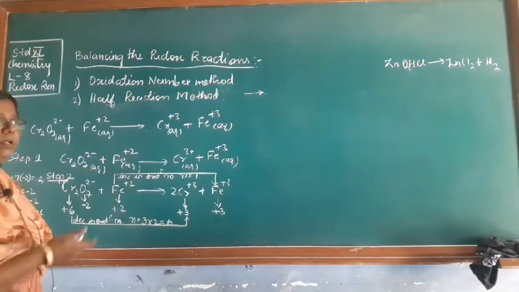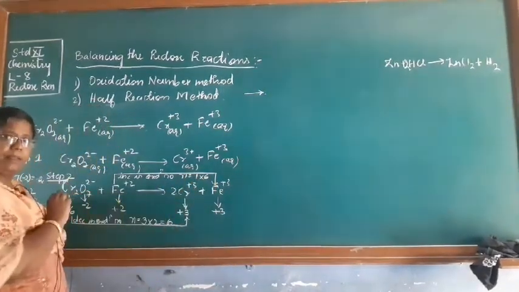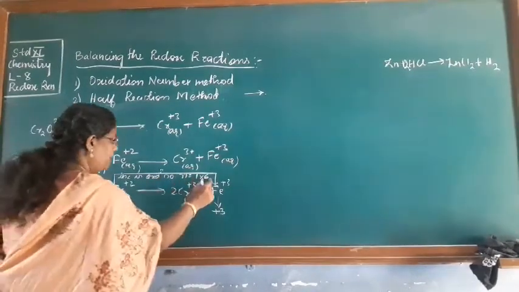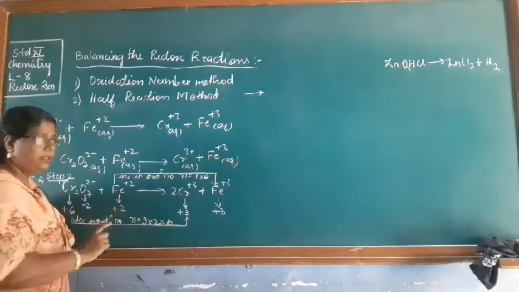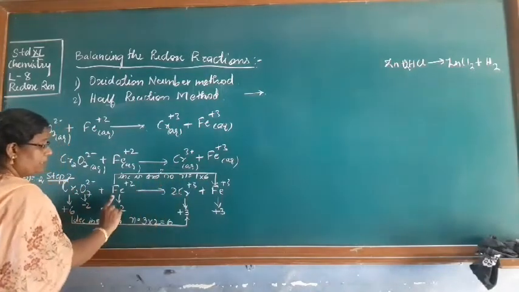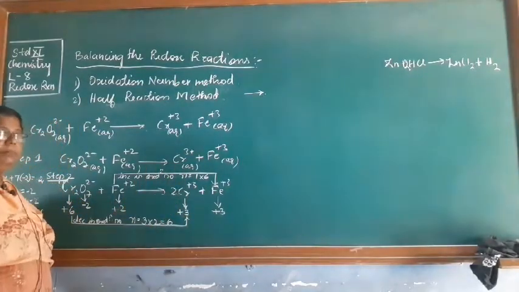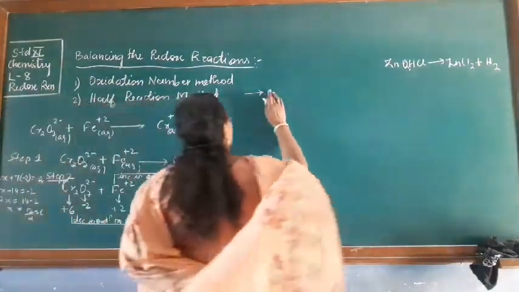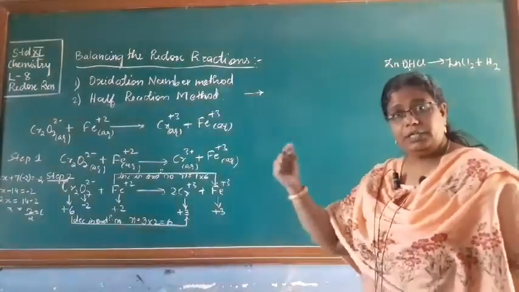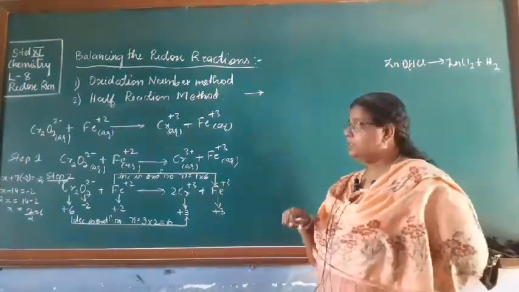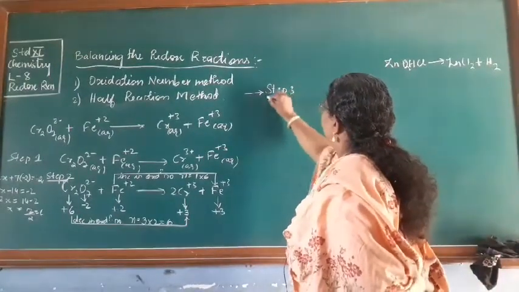How can you make it equal? You can make it equal by multiplying here by 6. Okay, when I multiply here by 6, I get n is equal to 6. Already n is equal to 6 is here. So this 6 has to be multiplied with Fe, Fe plus 2 and Fe plus 3. So you have made your oxidation numbers equal, the increase in oxidation number and the decrease in oxidation number. So that is your step 3.